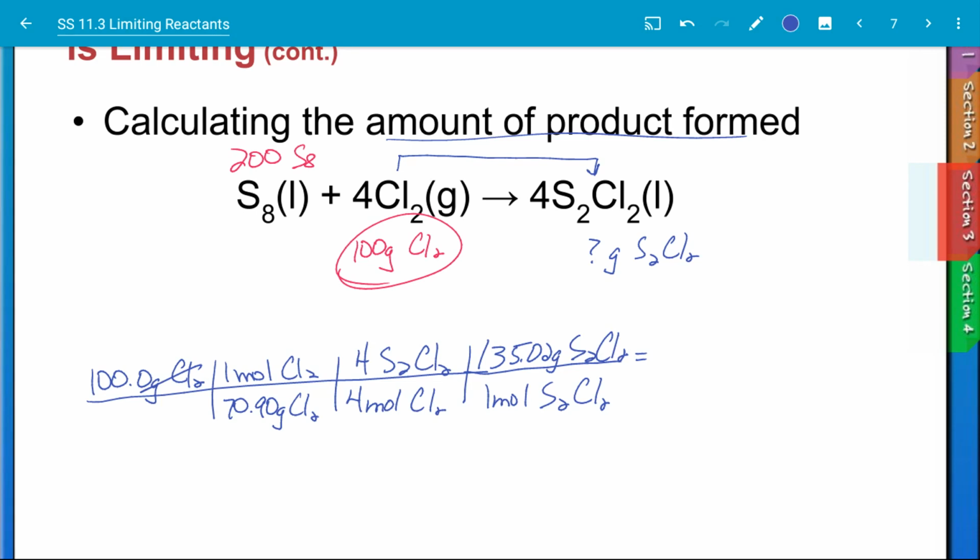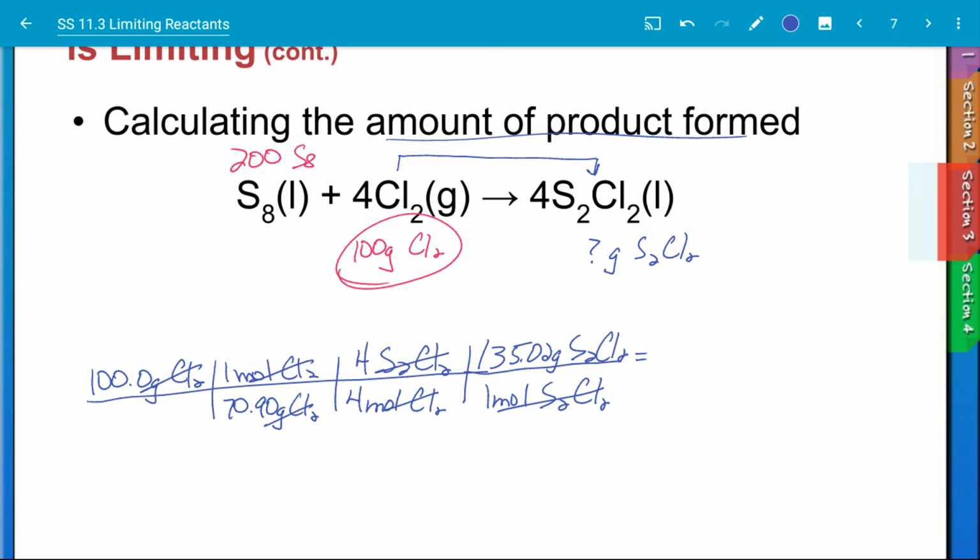So my grams of chlorine cancel out, my moles of chlorine cancel out, my moles of disulfur dichloride cancel out, and I can get my answer. So 100 divided by 70.90, multiplied by 4 divided by 4, which is not going to change it, multiplied by 135. I did that wrong.